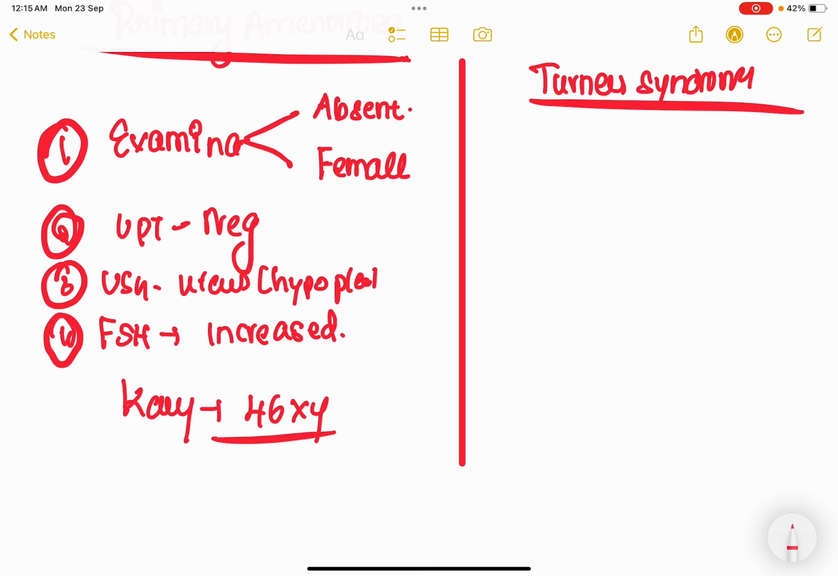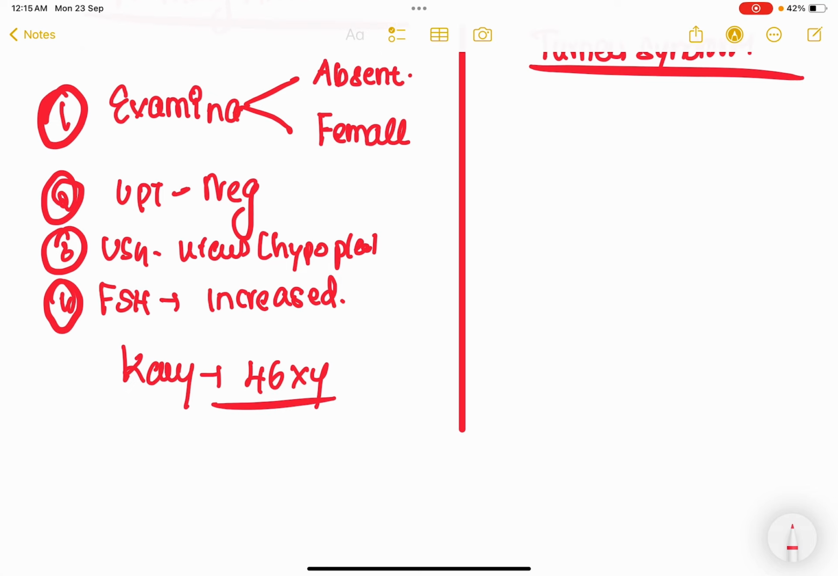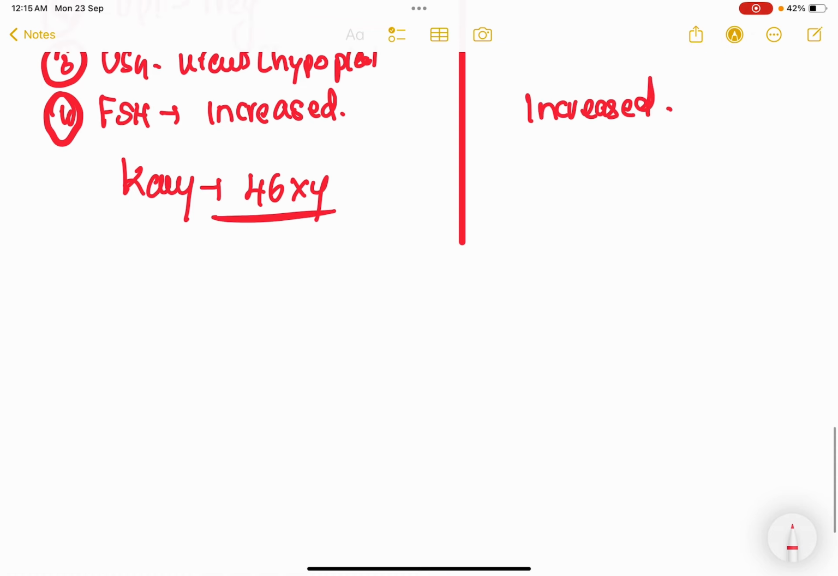In Turner syndrome also, on examination, the breast is going to be absent, external genitalia is going to be female external genitalia, UPT is going to be negative, on uterus ultrasound, uterus will be present but it is hypoplastic. FSH is going to be increased in Turner syndrome because in Turner syndrome estrogen is decreased, therefore the negative feedback is lost. The FSH and LH is going to be increased in Turner syndrome. Is that clear? Yes. So how are you going to differentiate? The fact is that in patients with Turner syndrome, the stature is going to be short stature.